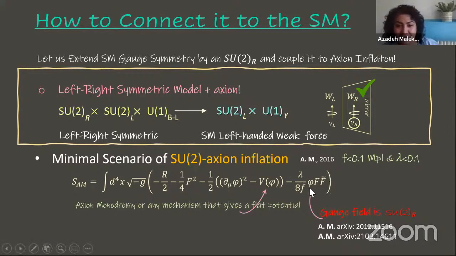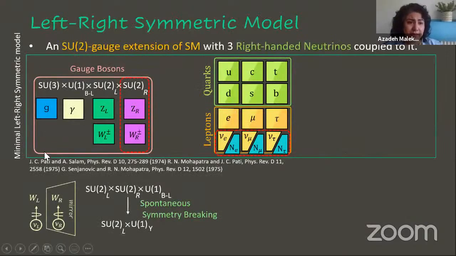And this SU2 gauge field that I discussed is basically the SU2 right in this beyond the standard model, which is coupled to the inflaton. Left-right symmetric models were introduced by Pati and Salam in the 80s, and since then this idea has been extensively, massively studied because of their interesting features.